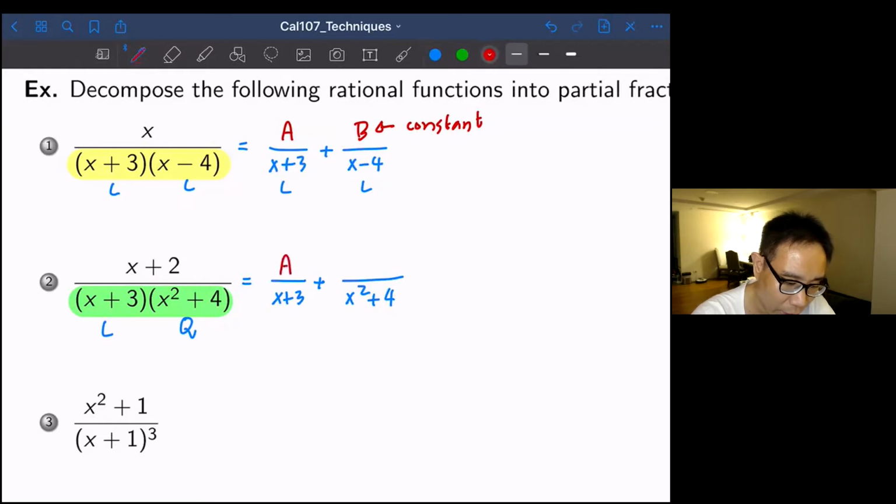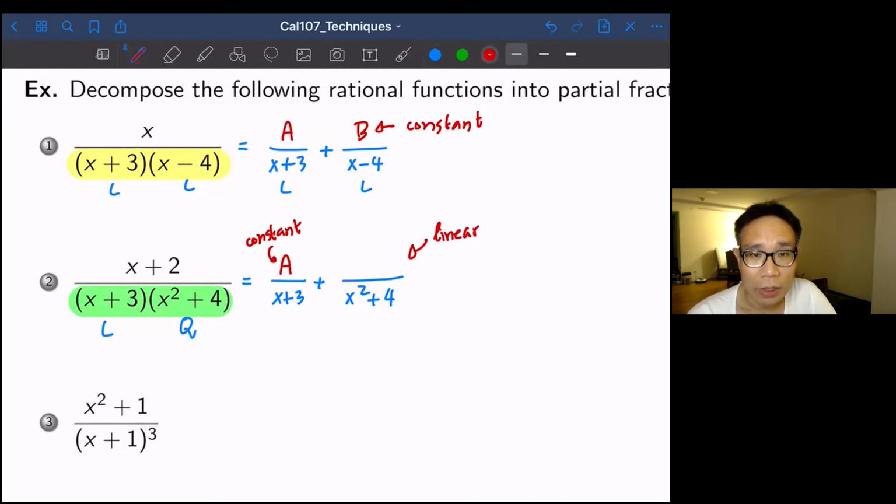So you get A, which is constant. Okay, so this guy is constant. And this guy on top of x squared plus 4 must be linear. So I'm going to just say linear first. And in order to be linear, it's going to be the degree 1 factor, so it's going to be Bx plus C. Okay, so this is the decomposition that we will get.